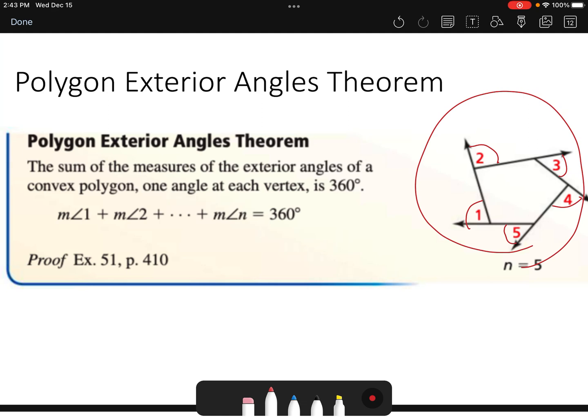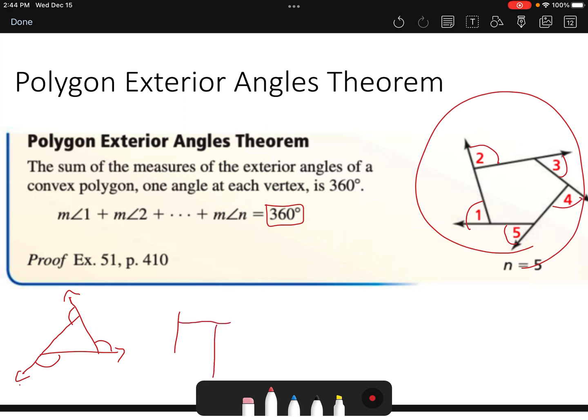And it just so happens that if we have 5 interior, we have 5 exterior. Now here's what's cool. They all equal 360. No matter what shape you have, the sum is still 360. And I want to show you something here. I'm going to draw a triangle. Okay, that's terrible. Let's try this again. There's a triangle. Okay, this angle plus this angle plus this angle equals 360.